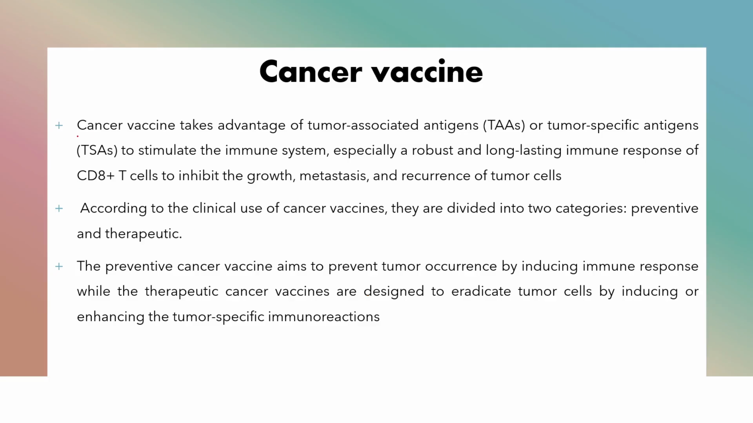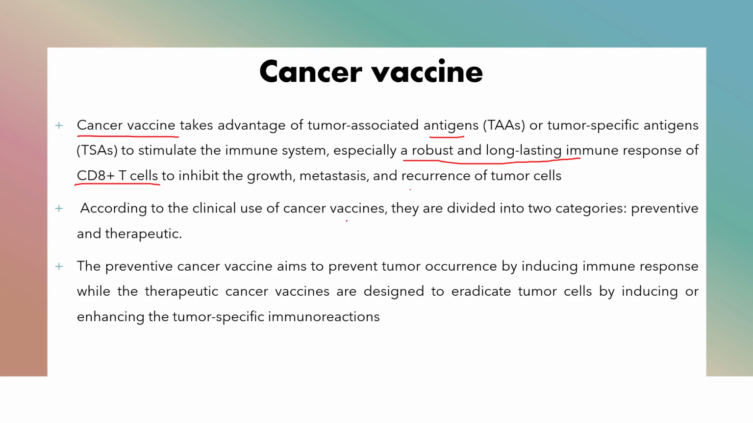So cancer vaccine takes advantage of tumor associated antigens or tumor specific antigens. Tumor associated antigens, I guess you understood, that is the tumor cells only, nothing else. These are represented as antigens so that antibodies can be formed against this, to stimulate the immune system, especially a robust or long lasting immune response of CD8 T cells. So why do we need cancer vaccine? To make the immune response long lasting and to inhibit the growth, metastasis, and recurrence of tumor cells.